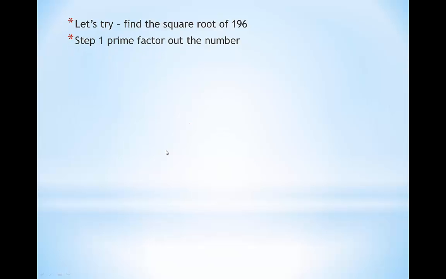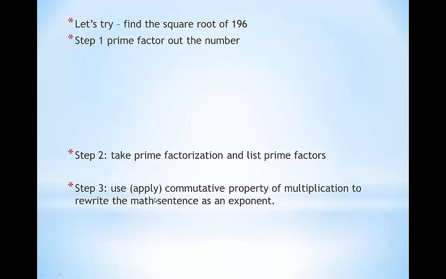Step 1 would be to prime factor out the number. Step 2 is take the prime factorization and list the prime factors. Step 3 is to use and apply the commutative property of multiplication to rewrite the math sentence as an exponent. And step 4 would be to solve. Let's take 196 and prime it out.